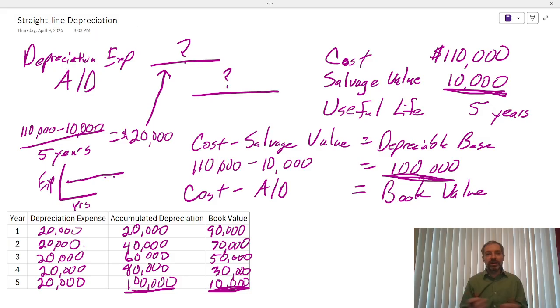All right, so straight line is one of the most common ways to do it. It's easy to see how we spread things out. But again, it's not the only way of calculating the depreciation expense every year. And in future videos, we're going to look at the other methods of doing this.